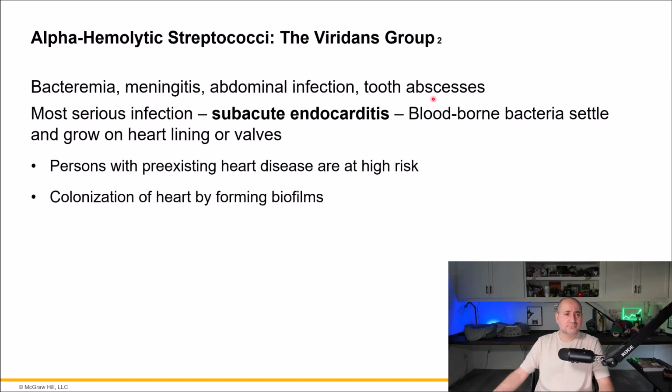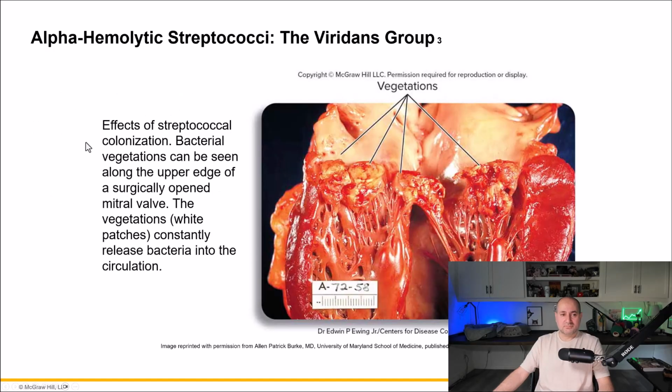And the Viridans group can cause bacteremia if it goes into our blood, meningitis, abdominal infections, and even tooth abscesses. However, the most serious infection by this group is subacute endocarditis, which is when the blood-borne bacteria settle and grow on heart linings or valves, causing heart damage. Here you can see that heart damage. The streptococci have colonized parts of the heart. Bacterial vegetations can be seen along the upper edge of the surgically open mitral valve. The vegetations, which are the white patches there that you can see, constantly release bacteria into circulation, and this is particularly bad.